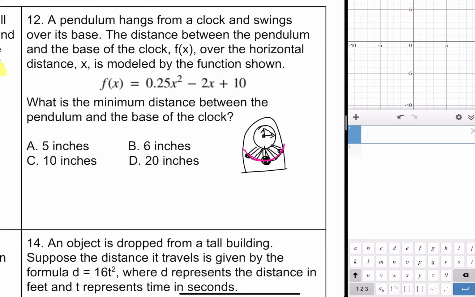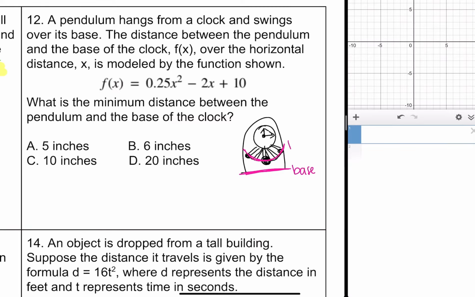So here's some information we have. The pendulum is this pink line that I drew, and the base of the clock would be here. So, base, pendulum. The distance between the pendulum and the base of the clock, the distance f of x, is modeled by this function. What is the minimum distance between the pendulum and the base of the clock?